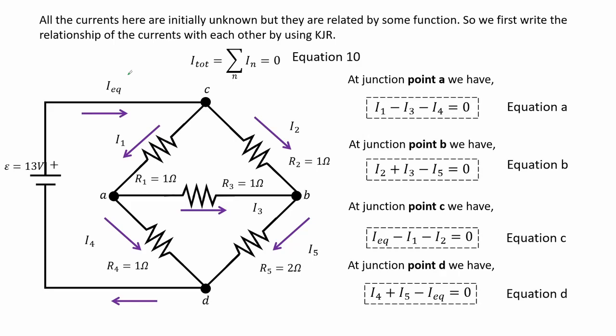All the currents here are initially unknown, but they are related by some function. So we first write the relationship of the currents with each other by using the Kirchhoff junction rule. We write the equations for each junction as equations A, B, C, and D.